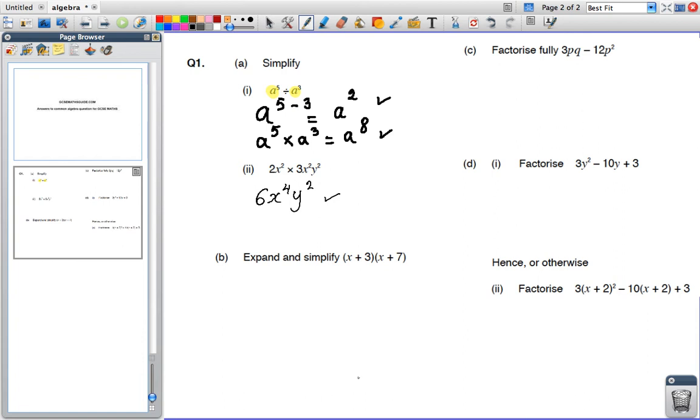Alright, next part we need to expand and simplify x plus 3 and x plus 7. When you've got double brackets, what you can do is just split up the first bracket in half, take the first term, which is the x, and then multiply with the second bracket, so x plus 7. Then take the second term of the first bracket, which is the plus 3, and then multiply with the second bracket again.